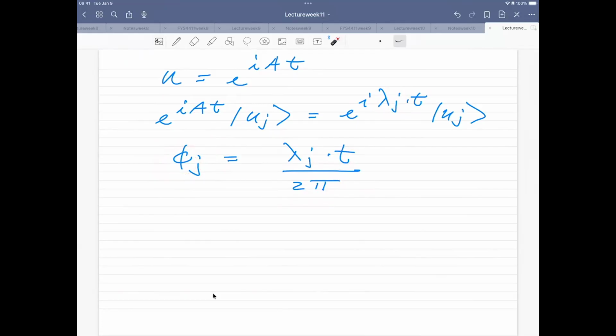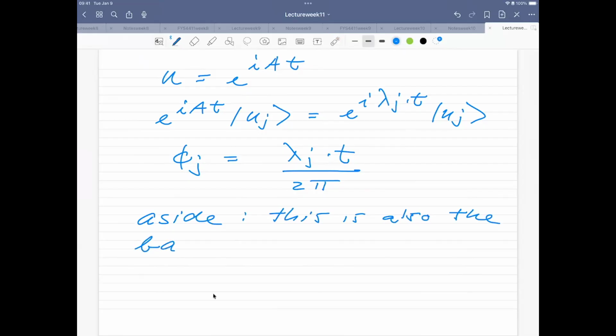PDFs for this week and take a look at how we would set up the quantum phase estimation algorithm. What you see here is actually also the core of the HHL algorithm. So keep in mind, let me just mention this as an aside, this is also the basis of the HHL algorithm.